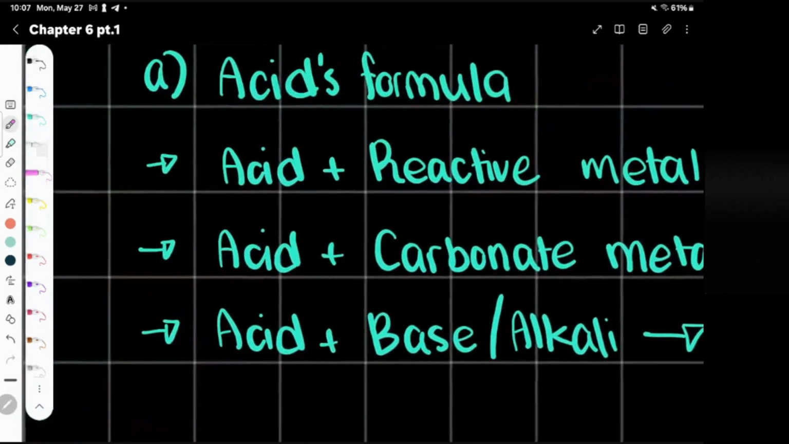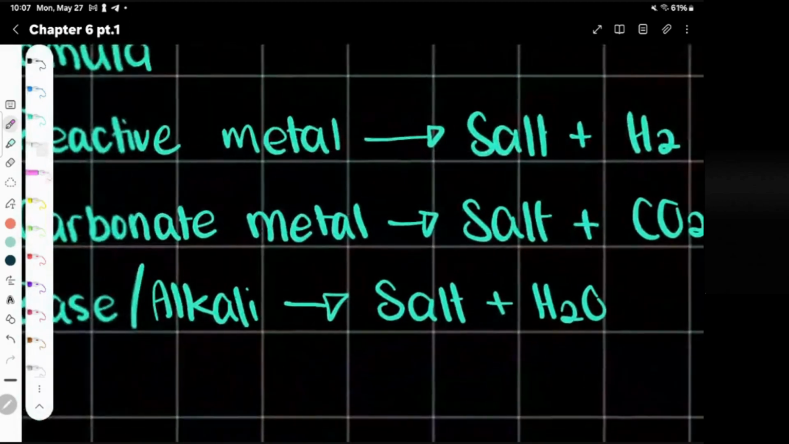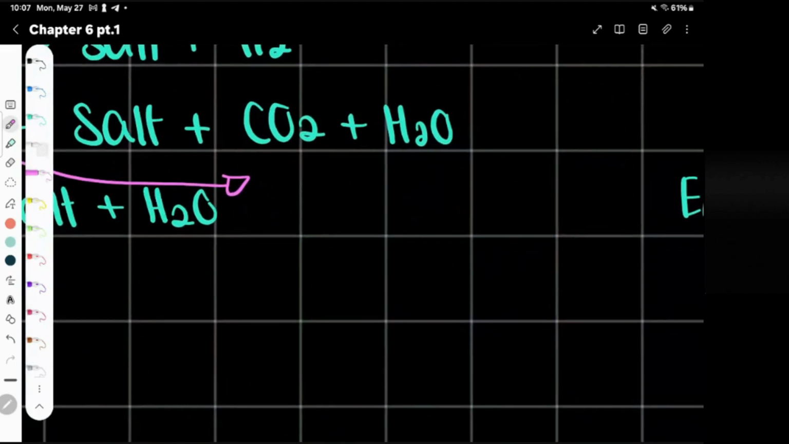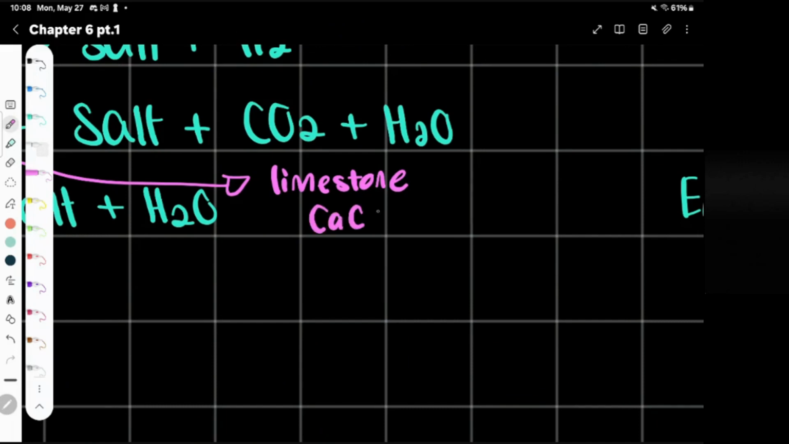Now the second formula, acid plus carbonate metal. Carbonate metal is anything with CO3. Just in case you forgot, if you ever see in a question they say something like plus limestone plus something, if you hear limestone, just know they never give you the formula. You have to understand first. The formula is actually CaCO3, calcium carbonate. That is limestone.